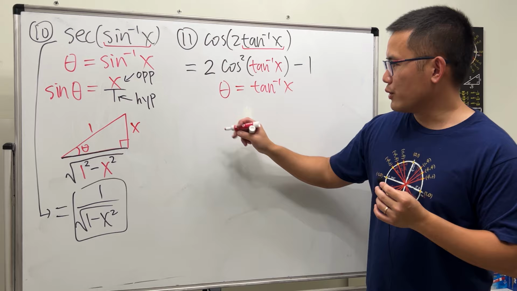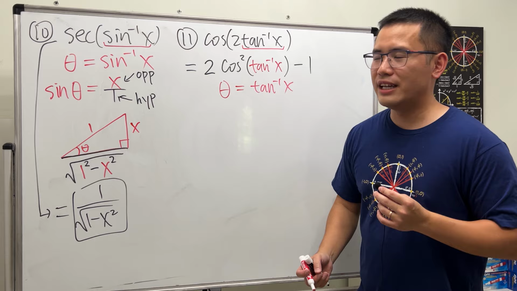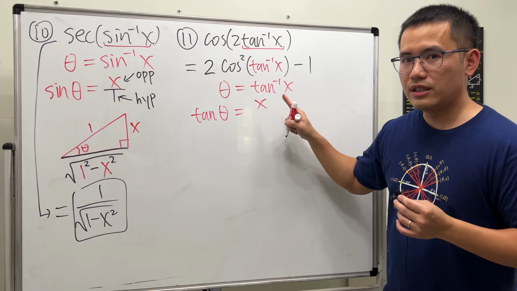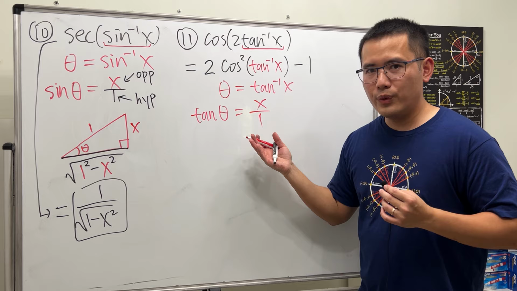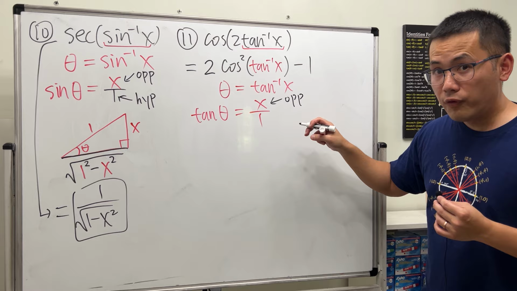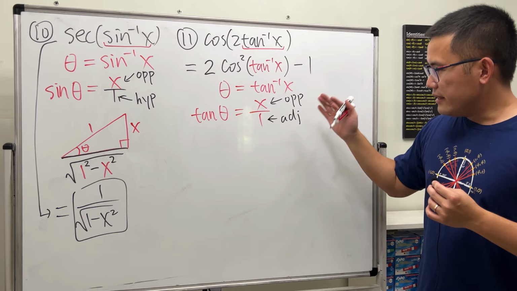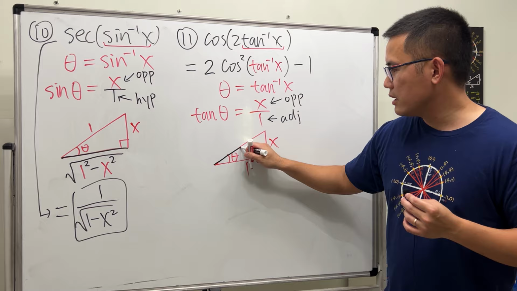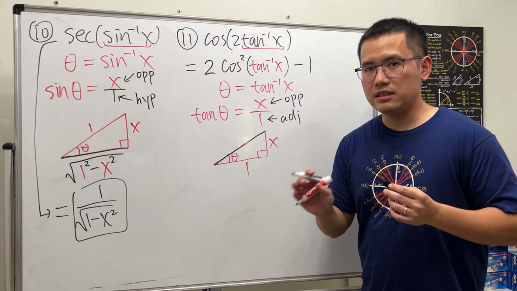What do we do next? You know it. We apply the original tangent. So we get tangent theta, and that's equal to x, yes. But don't look at x as just x, look at x as x over 1, perfect. Because this way, tangent on a right triangle is opposite over adjacent. Very nice. And then let's go ahead and draw a right triangle. Put the angle theta here. Opposite is x, adjacent is 1. And now this time, we have to figure out the hypotenuse. Hypotenuse is longer, so we add instead of subtract, okay? Square root, this guy squared, so 1 squared, plus the other side squared.